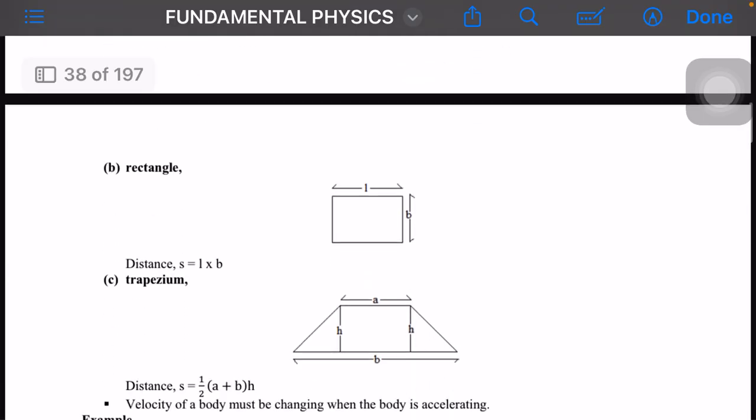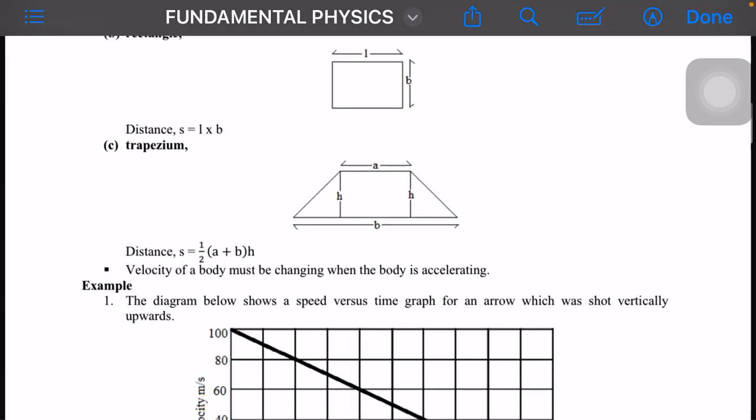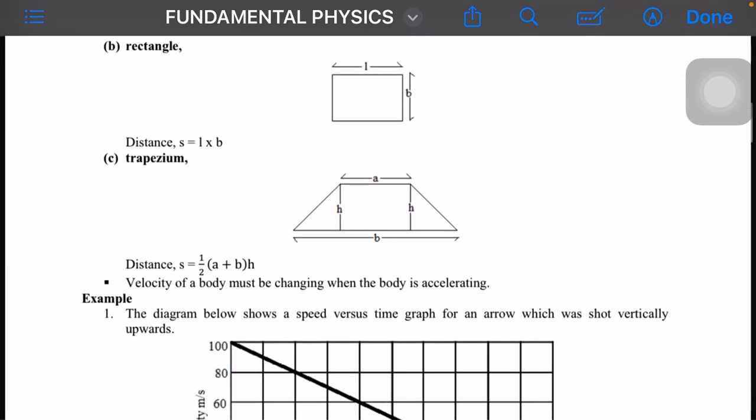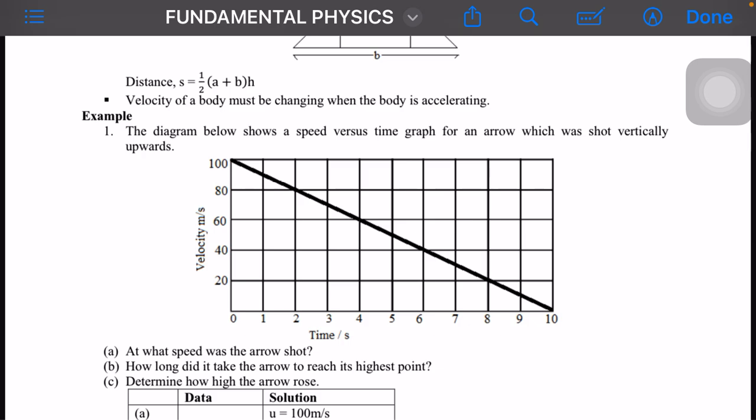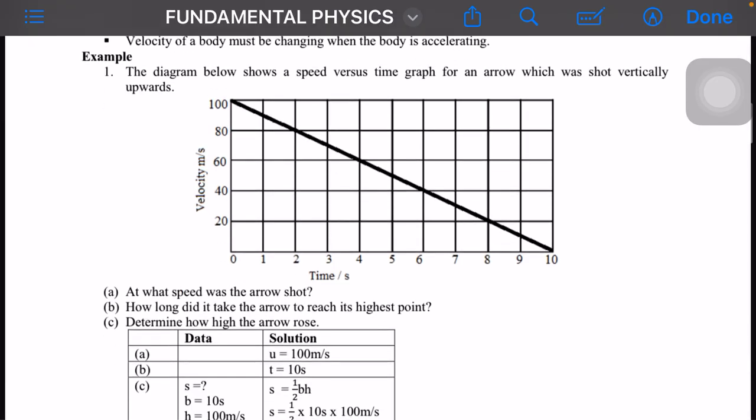You have different shapes. Even a rectangle can be formed. Even a trapezium can be formed. So you need to know the formulas for each and every shape here. For example, we have a diagram below showing the speed versus time graph of an arrow which was shot vertically upwards. Okay, here you may ask yourself, why did it start from 100 meters per second rather than starting from 0? Why? Because it was shot. You know, when you shoot an arrow, it doesn't start from rest. It goes with what? The speed.